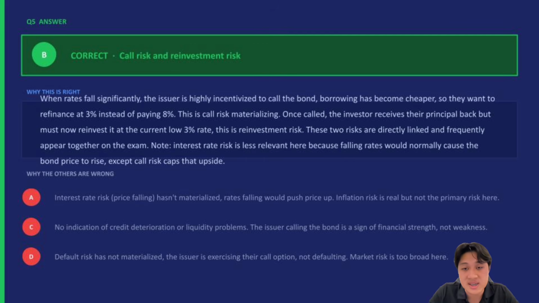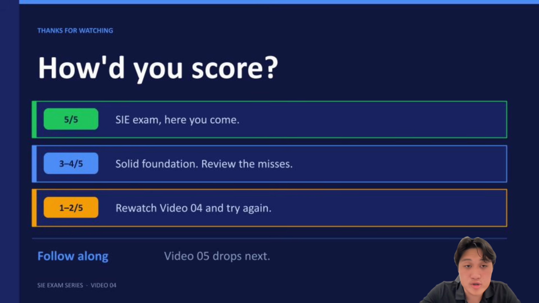The call risk is, again, the issuer can call the bond back or finish the payment early before the maturity date. Both of these risks are directly linked to the change in interest rate. Note that the interest rate risk is less relevant here because falling rates would normally cause the price of the bond to rise.